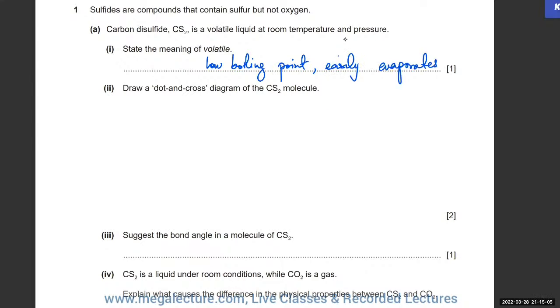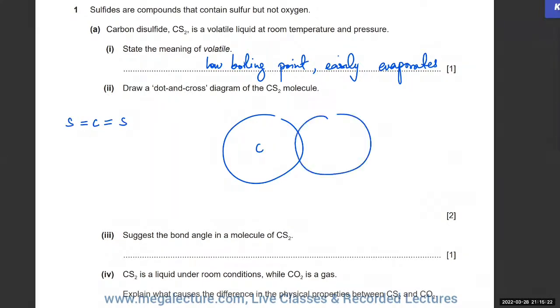Here the next one, draw the dot-and-cross diagram of a CS2 molecule. So carbon would want to share. Remember, carbon is group 4. Group 4 makes 4 bonds. Sulfur is group 6, so it makes just 2 bonds. So this is what it's going to look like. There's going to be a sulfur, there's going to be a sulfur, and between each there's going to be a double bond.